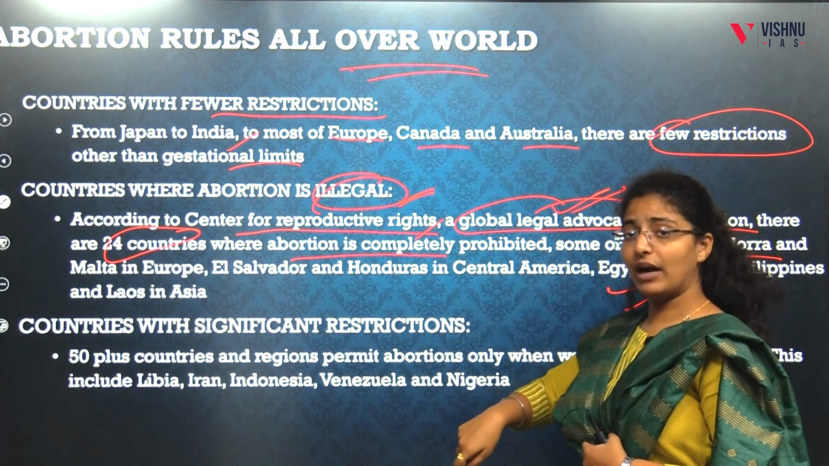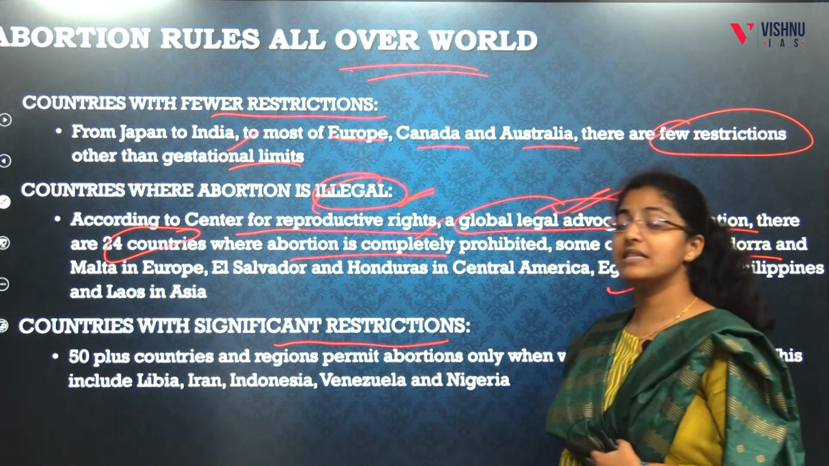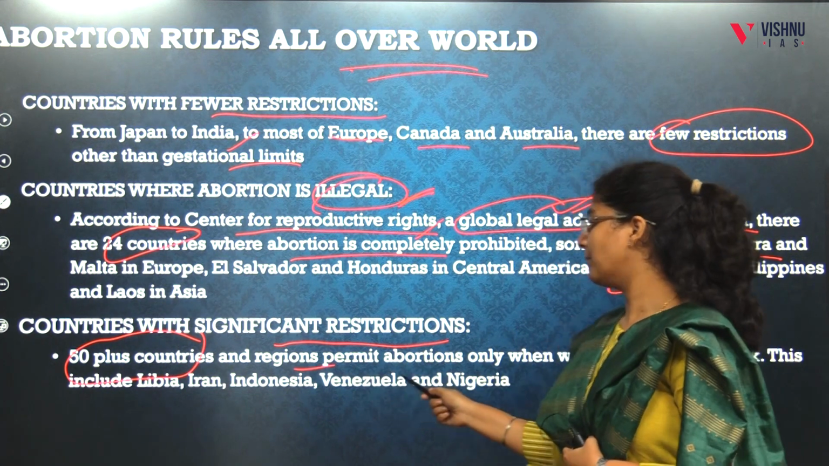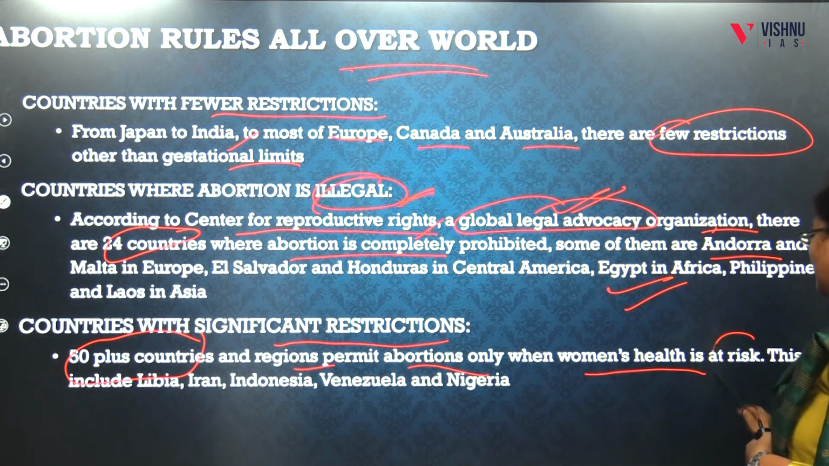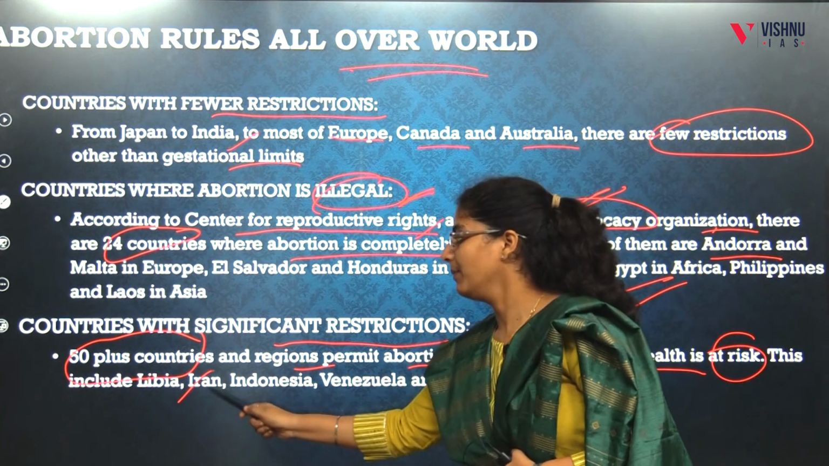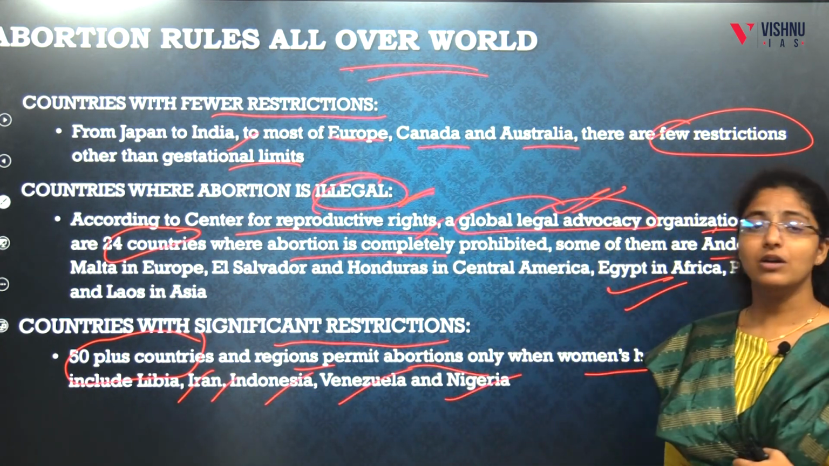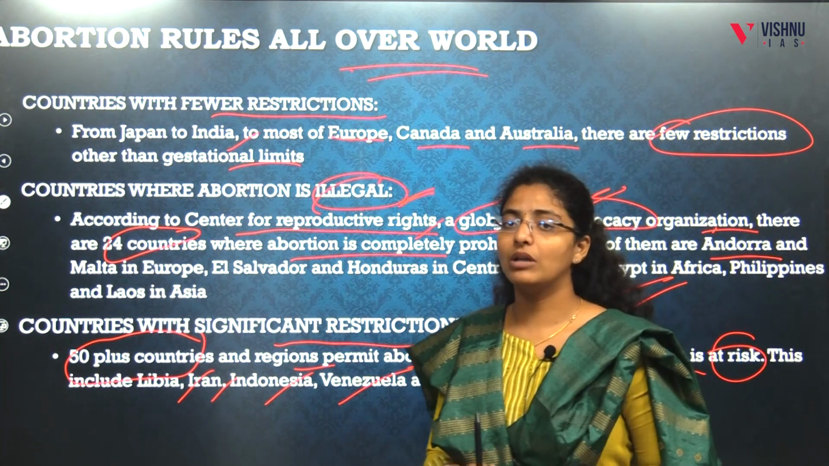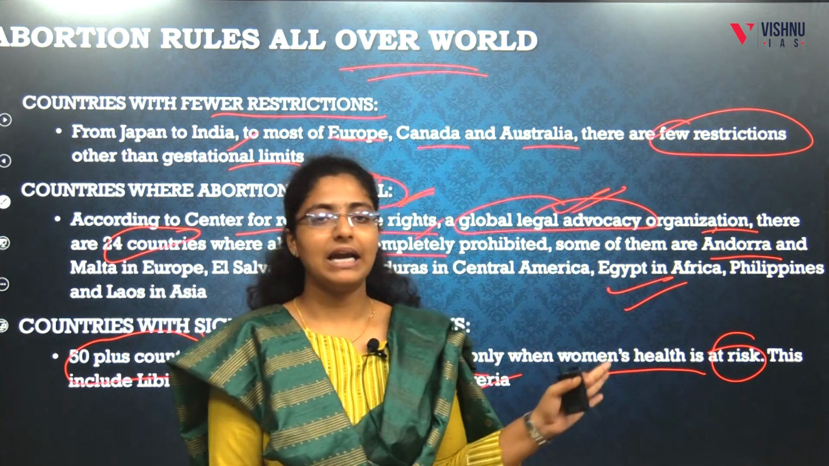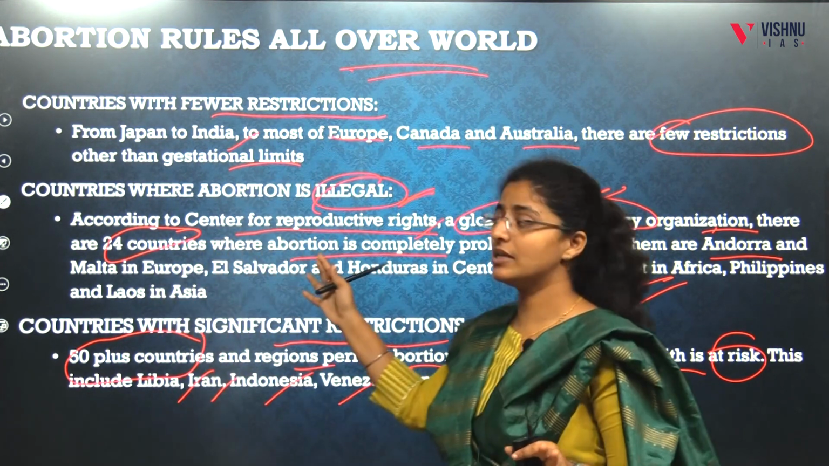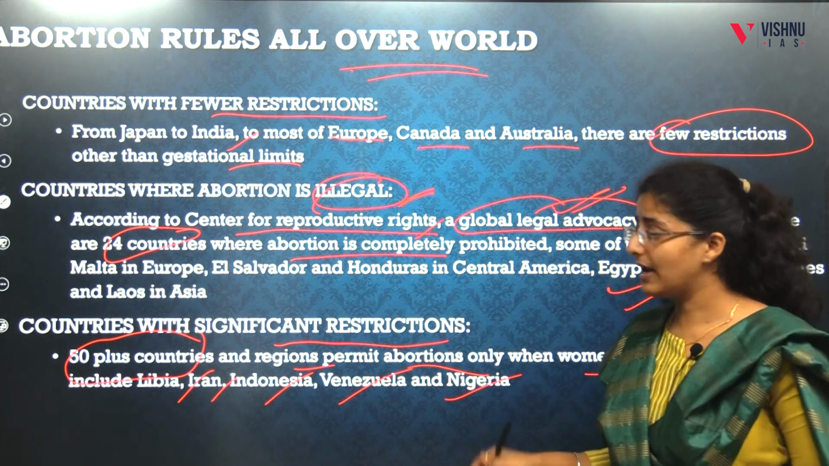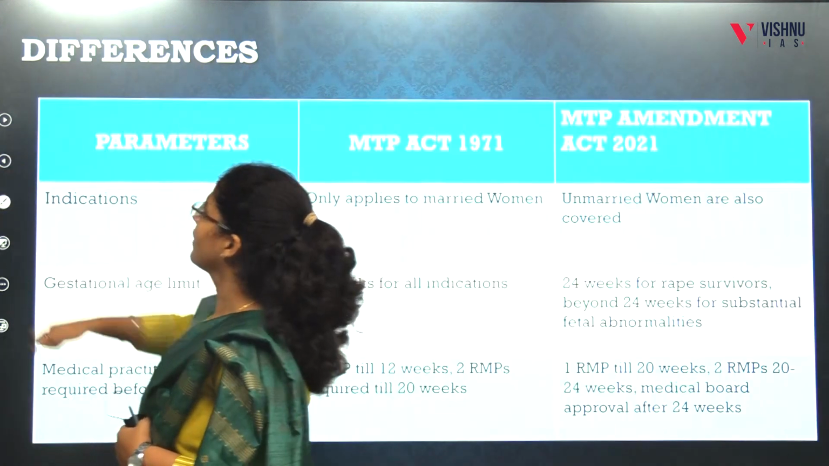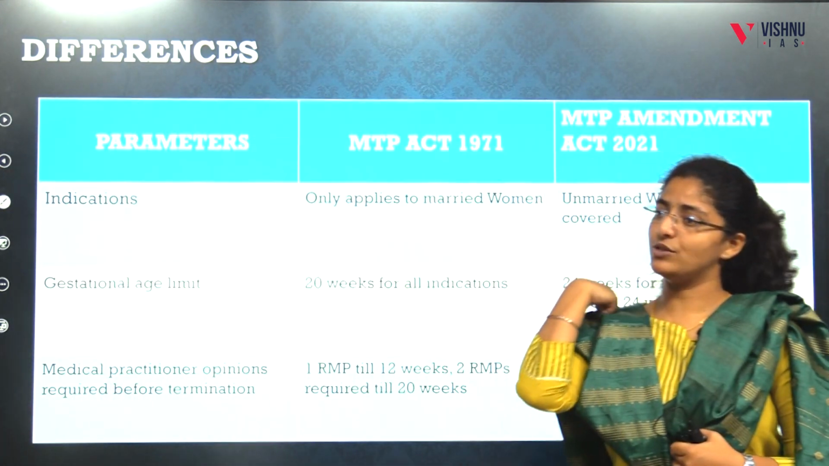We have another set of countries where significant restrictions have been placed. There are 50 plus countries and regions in this world that permit abortions only when the woman's health is at risk. This includes Libya, Iran, Indonesia, Venezuela and Nigeria. So these are the three types of countries that we see regarding abortion laws. Based on the restrictions placed, we can divide them into three: countries with fewer restrictions, countries where abortion is illegal, and countries with significant restrictions. Next we will go for the historical perspective.